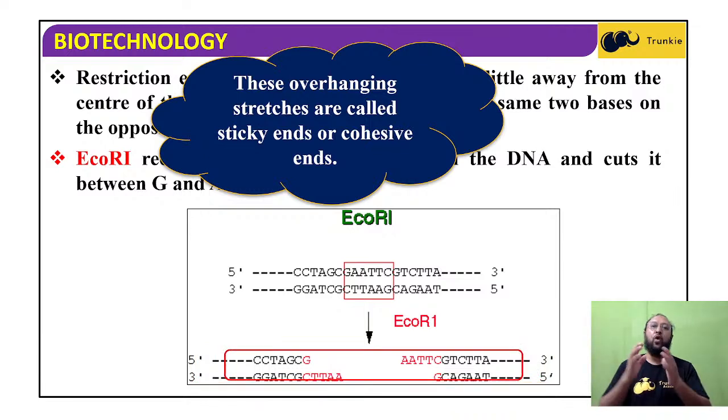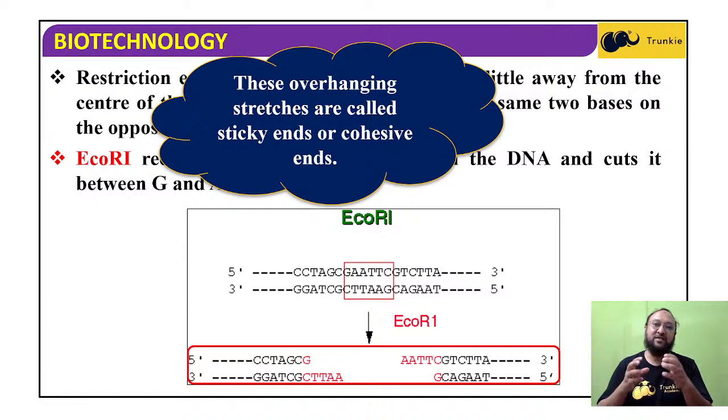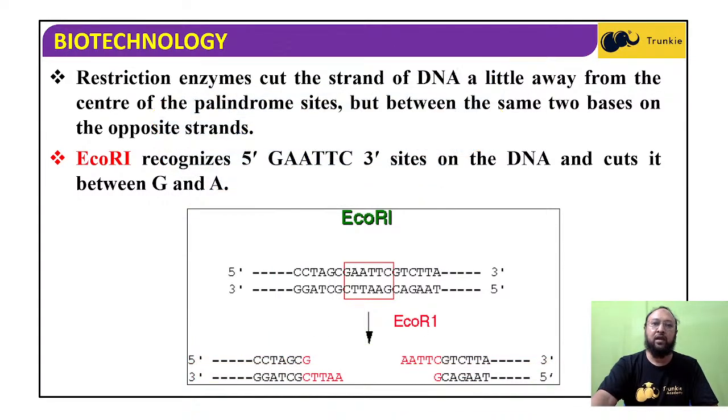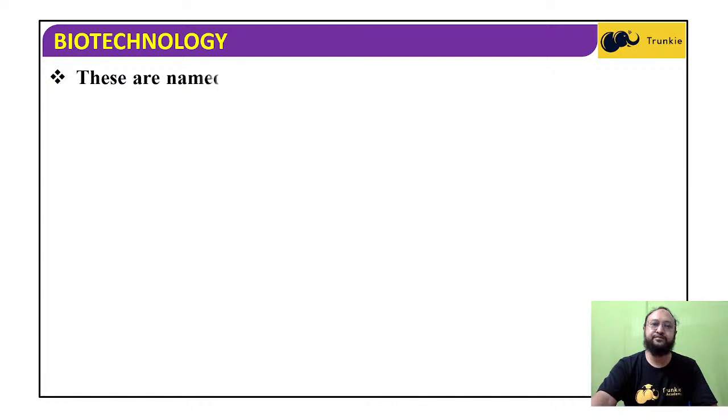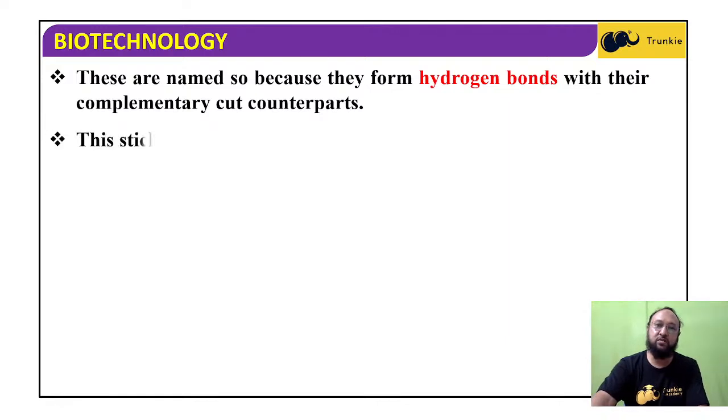These overhanging stretches are called sticky ends or cohesive ends, because they are ready to join with another fragment. After cutting, these overhanging ends are called sticky ends or cohesive ends. You can see that the red ones are the sticky ends. They are named so because they form hydrogen bonds with their complementary cut counterpart.